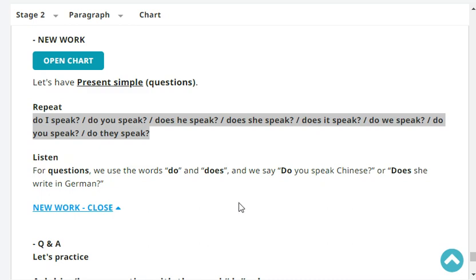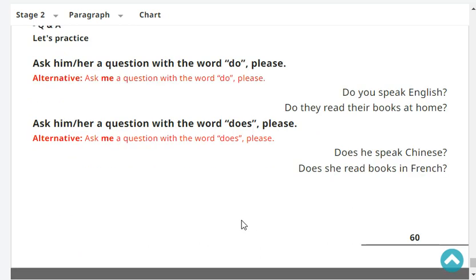Okay, for the present simple questions, we use the words do and does. We use does for he, she, and it. And we say, do you speak Chinese? Or do I speak Chinese? When we use does, she speak Chinese? Okay, let's practice. Ask her a question with the word do, please.